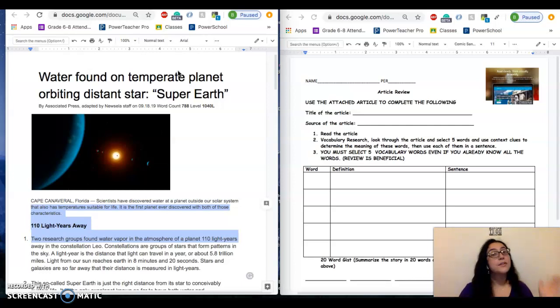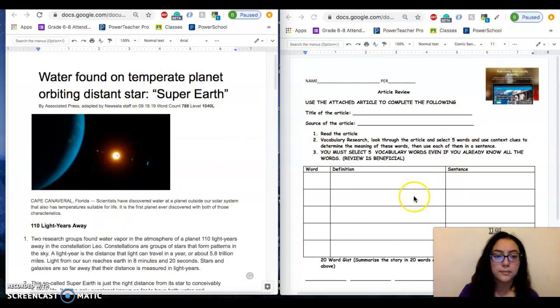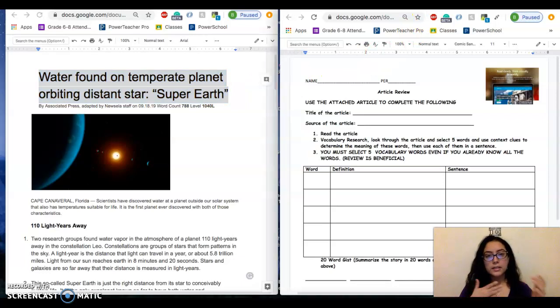Okay, so let's get started. So once again, today's assignment is to close read an article and to do the worksheet that's on my right. So like always, the article is on my left, the worksheet's on my right. So we can see the article is called Water Found on Temperate Planet Orbiting Distant Star, Super Earth. Okay. So because I kind of want to do this hand in hand with the worksheet and the article, I'm going to go ahead and kind of fill out the basic parts of the worksheet.